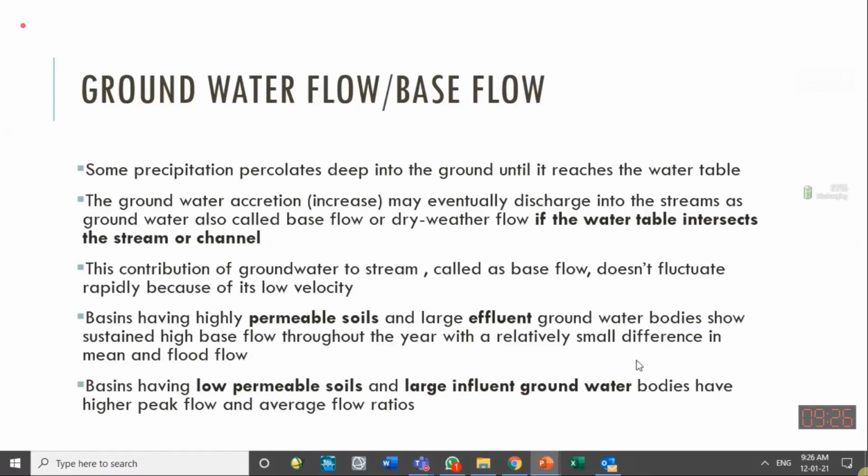And they should have huge groundwater bodies or aquifer. Groundwater bodies means soil which are effluent, means they are releasing. So they give sustained high base flow in the channel. Base flow is that part of the flow in the channel which is coming from the groundwater. So they have sustained groundwater throughout the year with relatively small differences in the stream. So they do not fluctuate rapidly because of low velocity, and basin having low permeable soil is the opposite, they release less water.